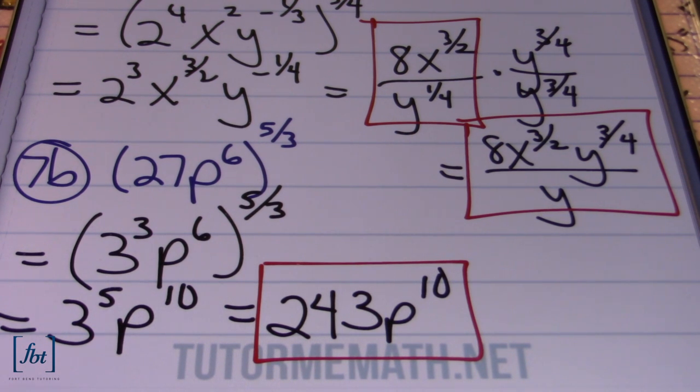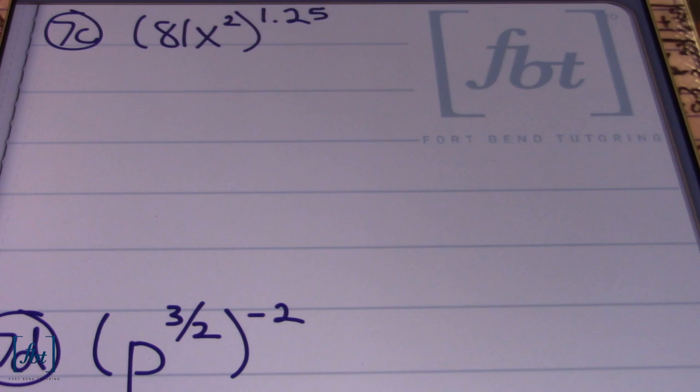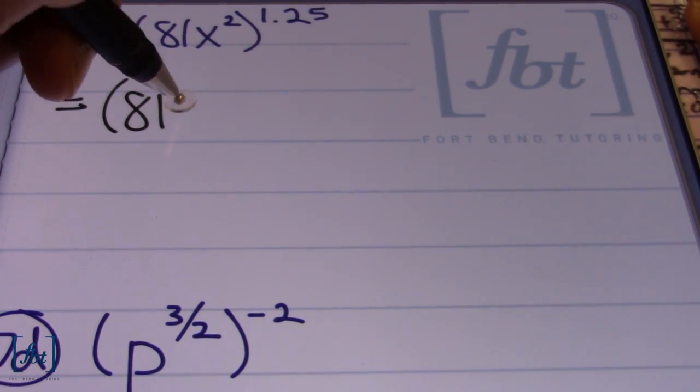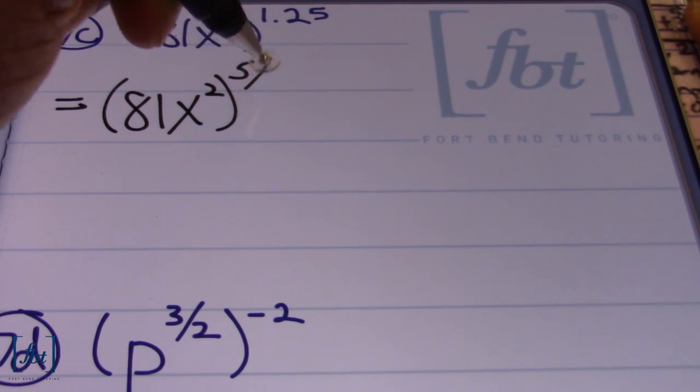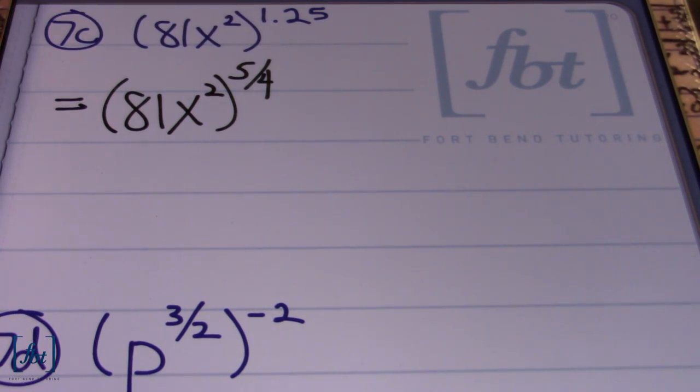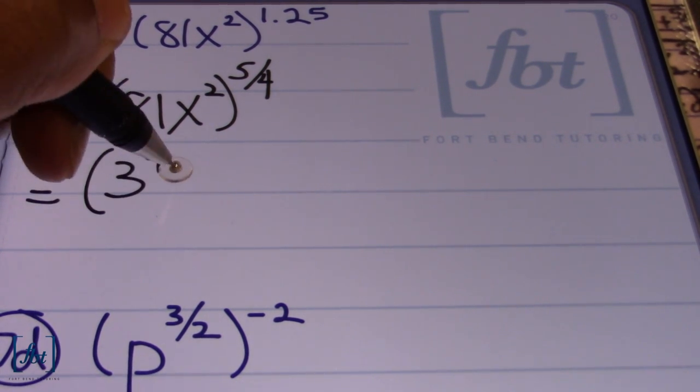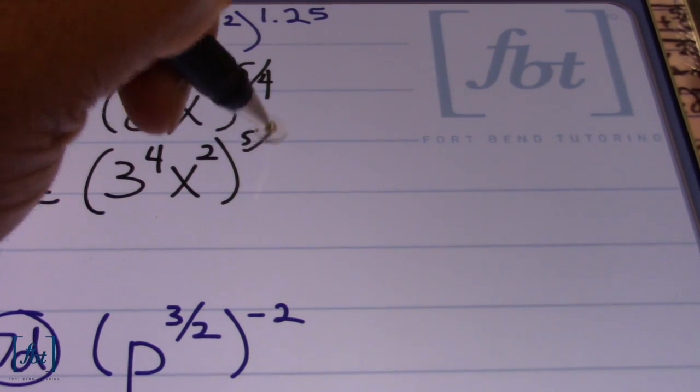All right. Move on to the next problem. Moving on to 7C. With 7C, we have 81x squared, currently raised to the power of 1 and 25 hundredths. We're going to change this into a fractional exponent. So this is going to be the quantity 81x squared raised to the 5/4 power. You can start off by placing 125 over 100 and then simplify by 25. 5/4. There you go. I'm going to show, because my driving force is the index, that 81 could be written as 3 to the 4th power times x squared. That's being raised to the 5/4 power.